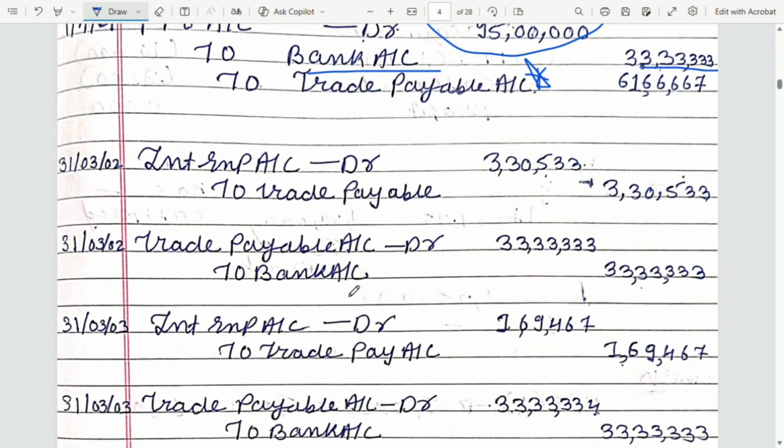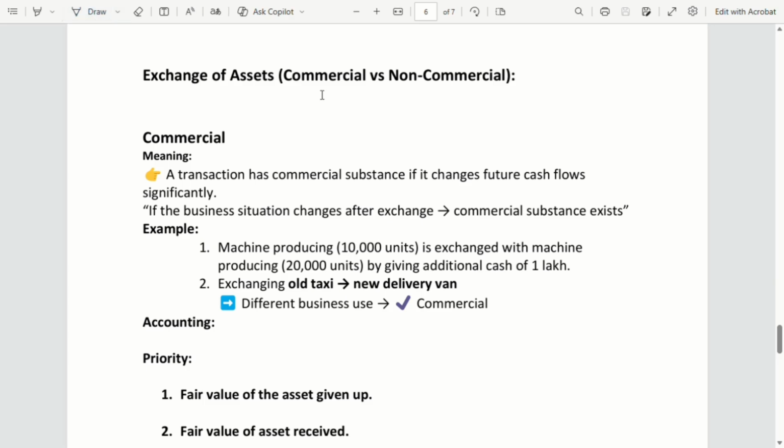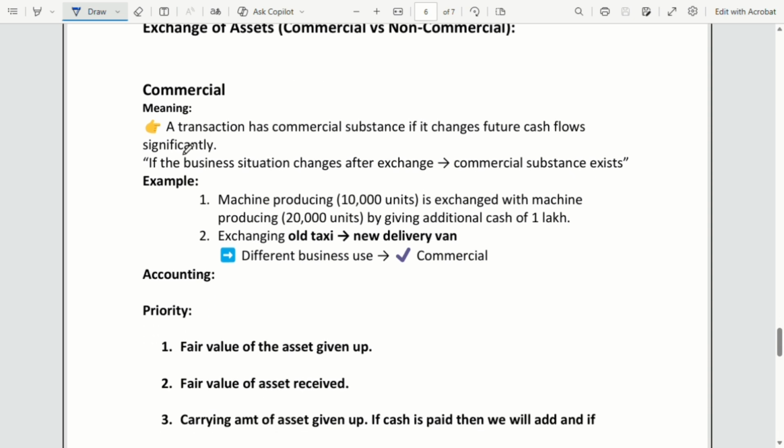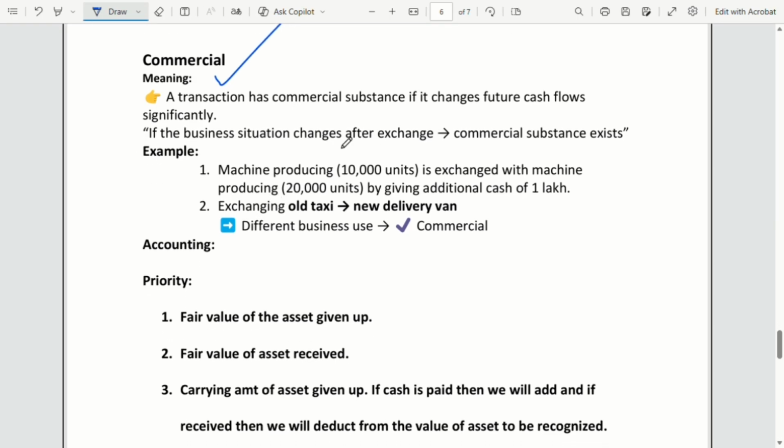Okay, easy. In this concept we will understand, when we are acquiring an asset in exchange for an asset, what will be the accounting for the same. See here, in an exchange the transaction could be commercial or non-commercial. Now what is a commercial transaction? A transaction which impacts the cash flow of the business is known as a commercial transaction. If the business situation changes after the exchange, then we say that the transaction is a commercial transaction.